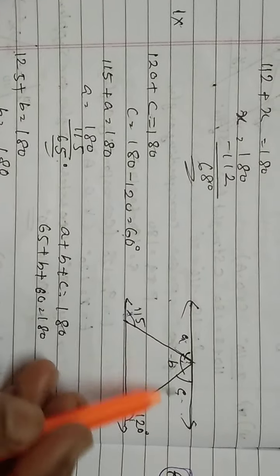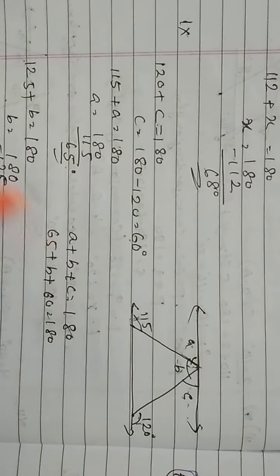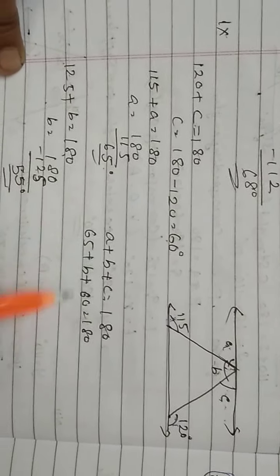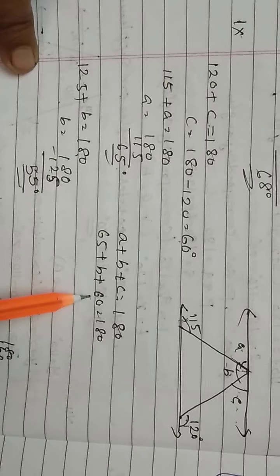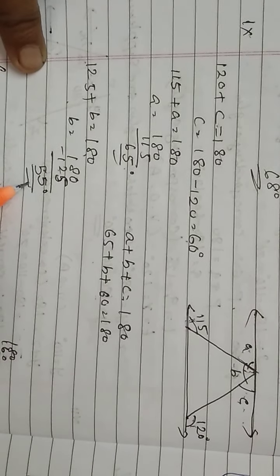So A plus B plus C, they are angles on the same straight line, that is A plus B plus C equals 180. A and C we have found out, 65 and 60. Then B equals 180 minus 125, you will get 55.